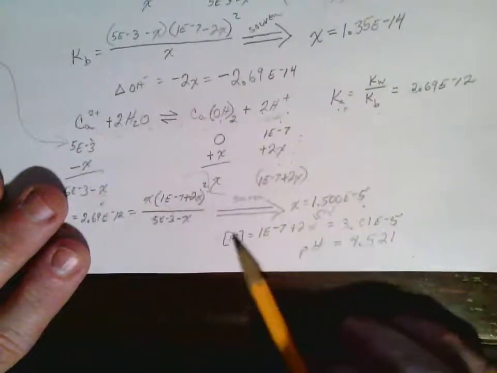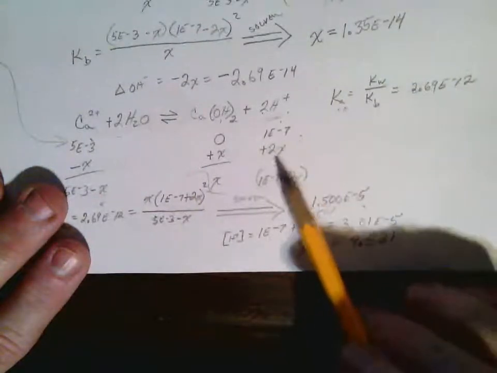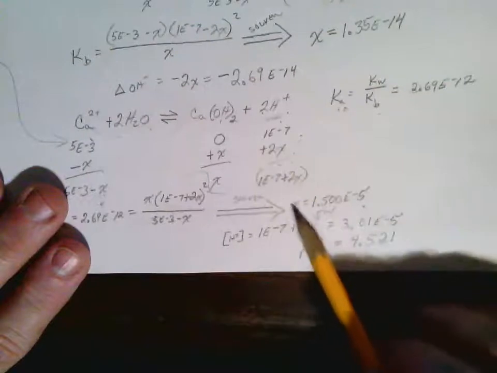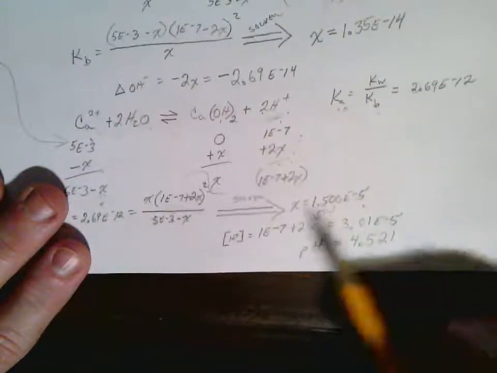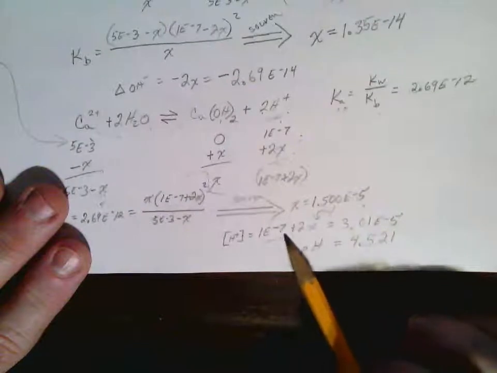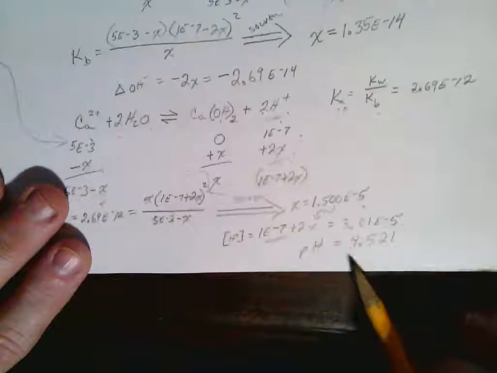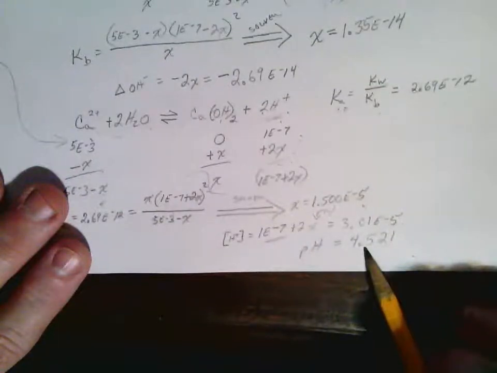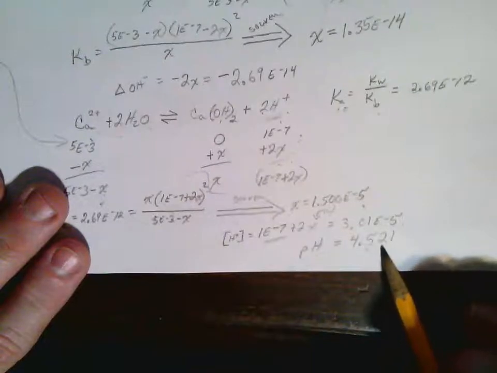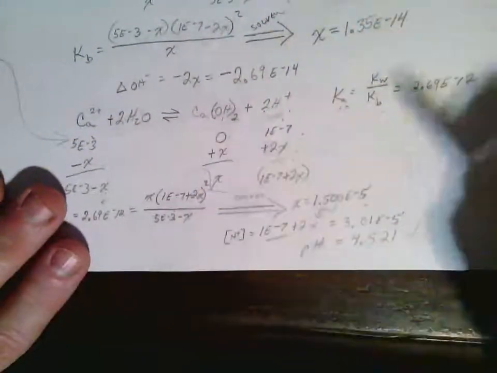Remember that your hydronium concentration here is 1e negative 7 plus 2X right here, and that's 3.01e negative 5. The actual original 1e negative 7 doesn't even matter. It's way out a couple of decimal places even further, so you don't have to worry about it. So your pH ends up being 4.521, and this is reasonable. I think we're going to go with that for now.